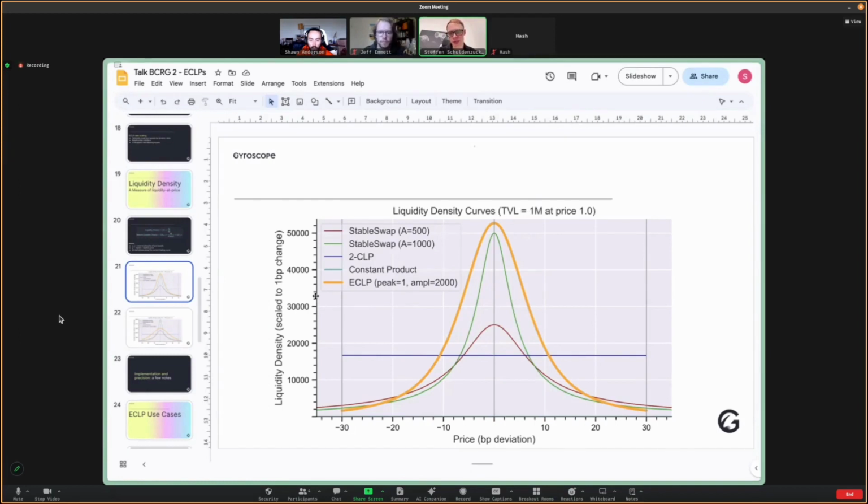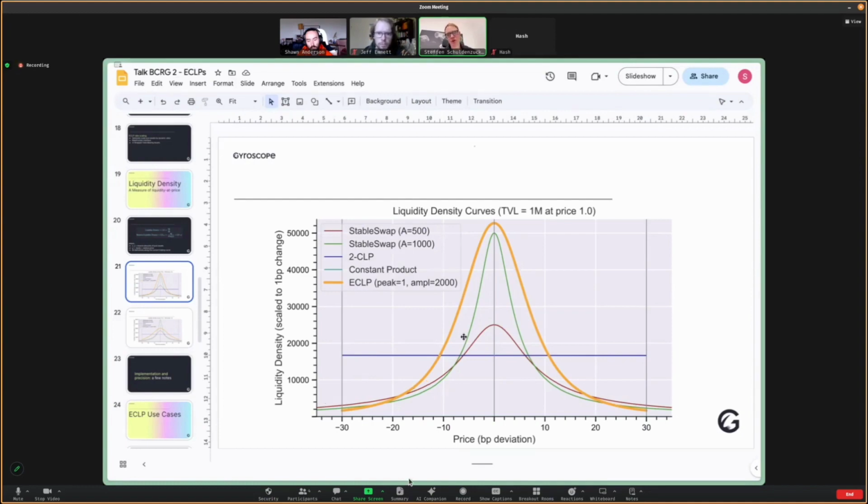And now I plotted liquidity density. The simplest thing we can do is 2CLP, or Uniswap V3, a single Uniswap V3 bracket. This gives you a liquidity density curve that's not flat, but almost flat. I think the function is 1 over the square root of p, where p is very close to 1, so it doesn't really change. So this is almost constant in this price range. Then you can do StableSwap, which gives you a curve that's peaked, looking a little like a bell curve, and of course the ECLP one does too.